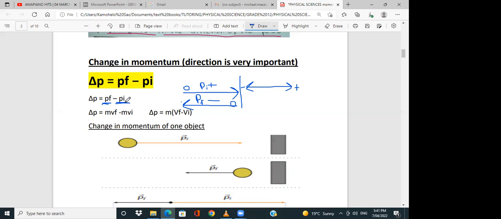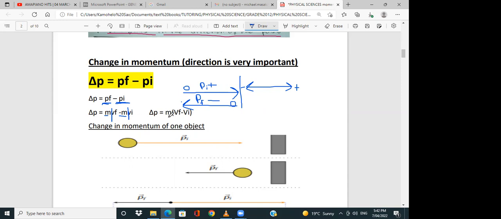Now, we all know that in momentum, our formula is m multiplied by v. In this instance, we're going to have mass right here. The mass of one object, guys, is always going to be constant. The only thing that's going to change here is the velocities. You're going to have your final velocity and your initial velocity.